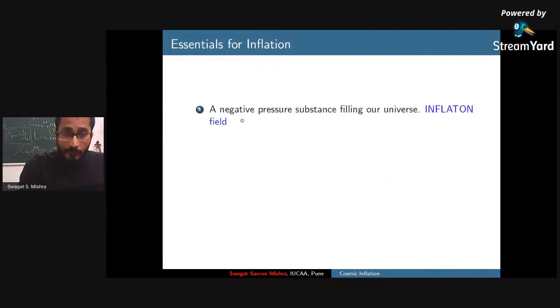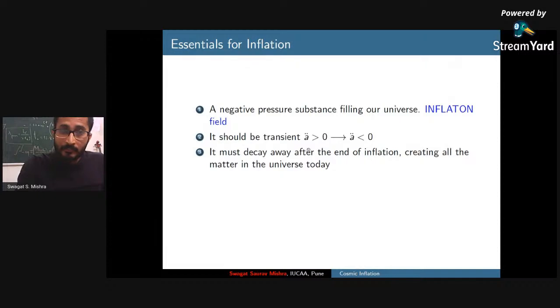Essential things required. First thing, a negative pressure substance, which was filling our universe at that time. Let's call it the inflaton field. It inflates the universe, so inflaton field. Second thing is it should be transient, so it should decay away. So it should make the universe transition from an accelerated phase to a normal hot Big Bang decelerated phase. Then it must decay away after the end of inflation, and it should create all the matter that we see today. Why? Because if I expand the universe by e to the power 60 times, whatever density I had gets so much diluted that I have almost no matter in the universe. Okay. I don't want that.